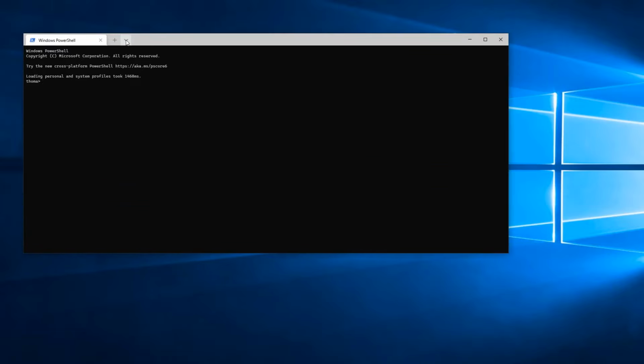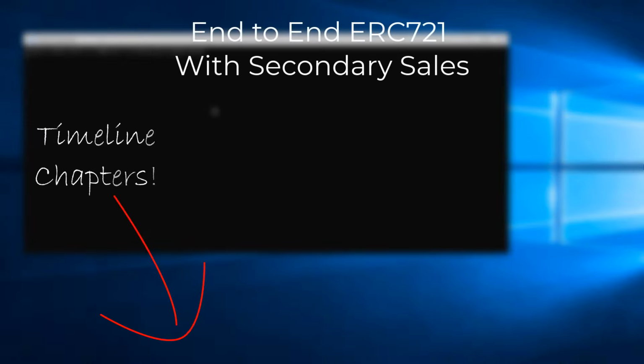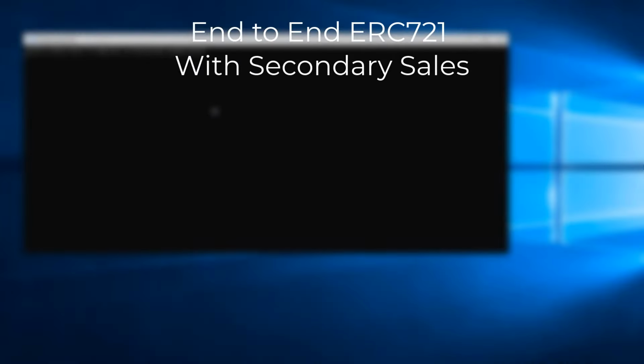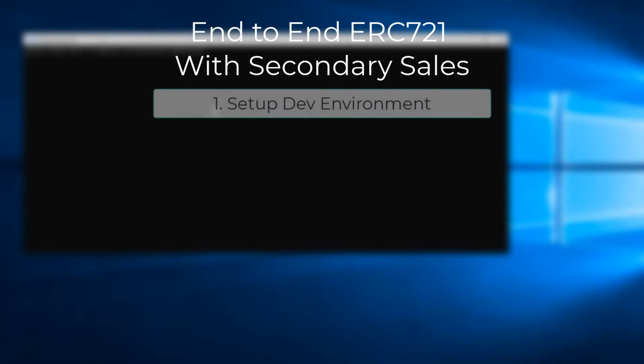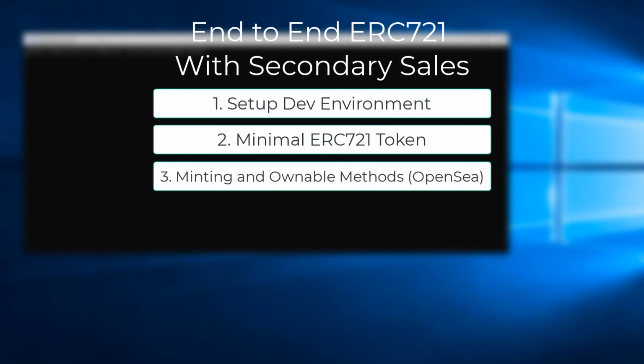In this video, we are basically developing an ERC721 token with built-in secondary sales revenue calculation for OpenSea, Rarible and Mintable. This is how we go about this. First of all, we spend a brief moment setting up a dev environment. Then we start with the minimal ERC721 token. Then we add in minting and ownable methods for OpenSea.